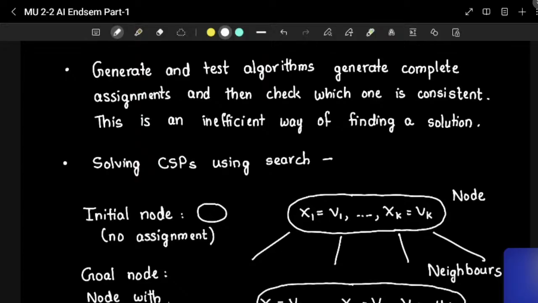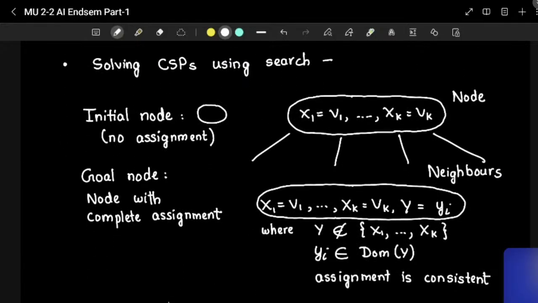So it will generate all possible complete assignments and then one by one check which complete assignment is consistent. Consistent in the sense which of these complete assignments is satisfying all the constraints. And the moment you find a consistent complete assignment, that means you have your solution. But this is very inefficient because there are better ways of solving it. One better way of solving it is using search algorithms.